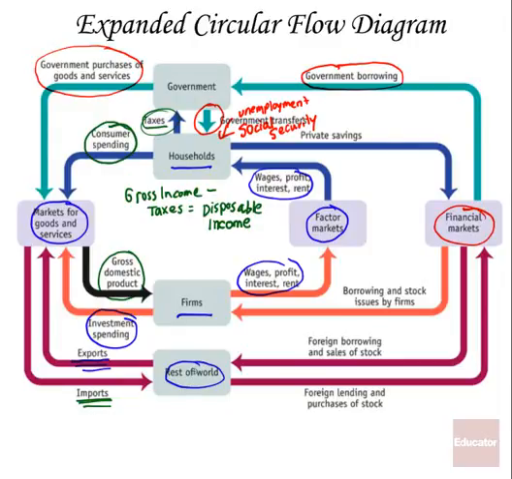When you're dealing with imports and exports, there's got to be a balance. When the U.S. is exporting, there's also going to be foreign borrowing and sales of stock to counter the amount of exports. Similarly, there's going to be foreign lending and purchases of stocks if there are imports. If the United States takes in a lot of imports from China, there's going to be foreign lending and purchases of stock, because how did all these goods come into the United States? There's got to be an exchange being made here, and so there's a lot of different things going on.